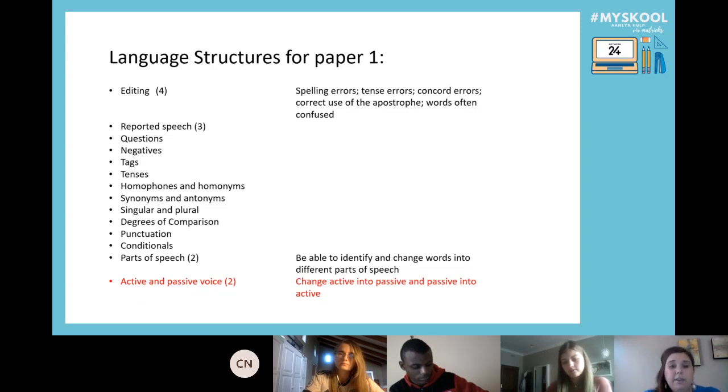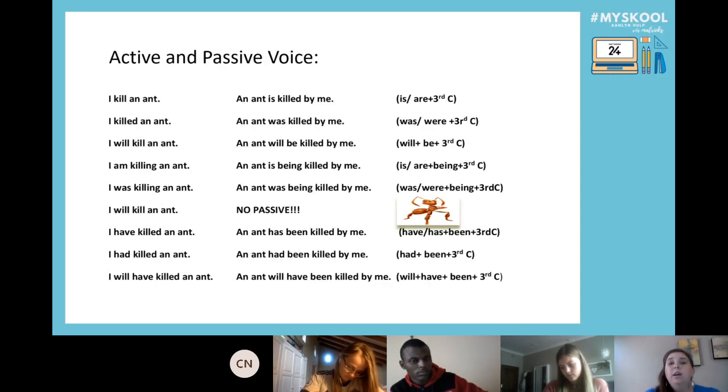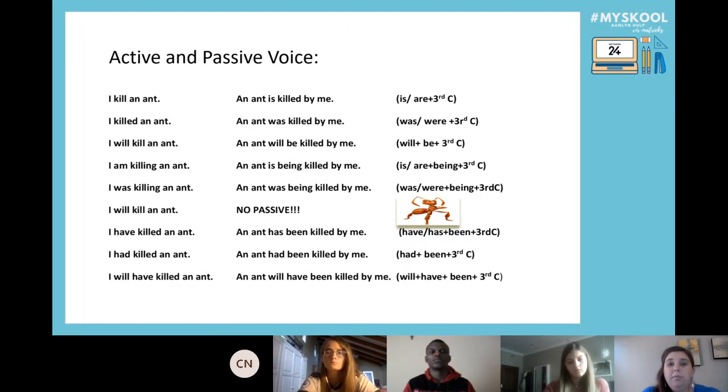And then lastly, the active and passive voice. That usually counts 2 in an exam, and that is what I want to focus on today. I want to teach you how to change a sentence from the active voice into the passive voice, and from the passive voice into the active voice. Now here I gave you the kill an ant sentences. It is one sentence in each of the 9 tenses that you have to know, as well as the active and the passive, as well as the recipe for how a passive is formed. Now, if you have a look at me, you will see how they are divided.